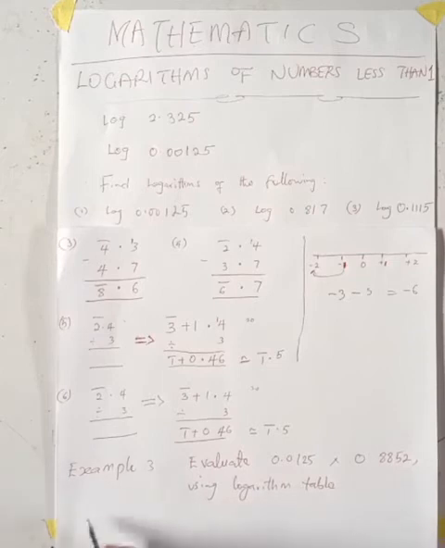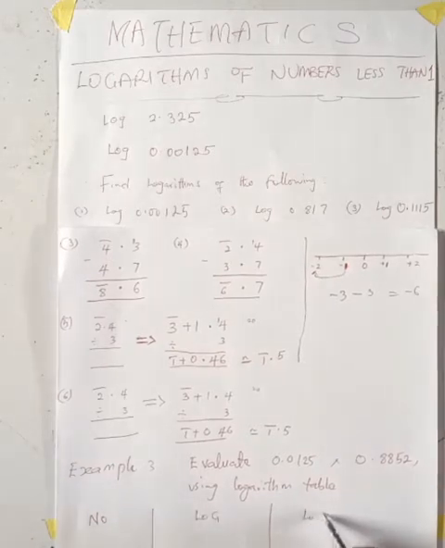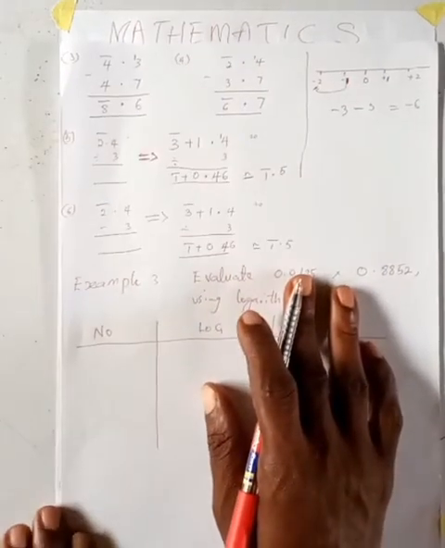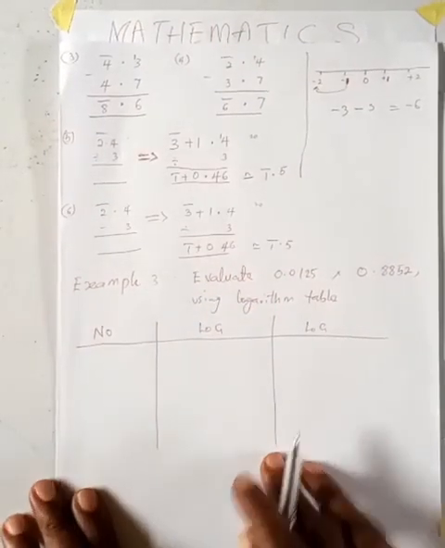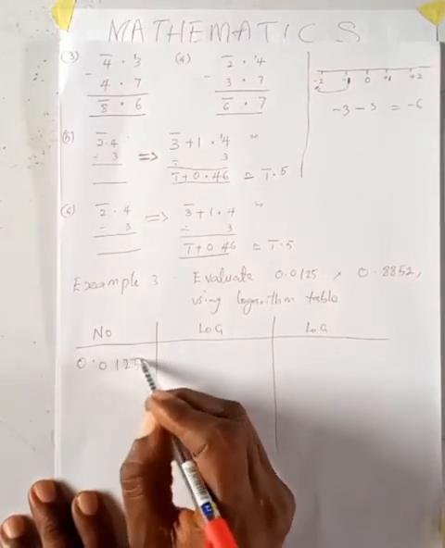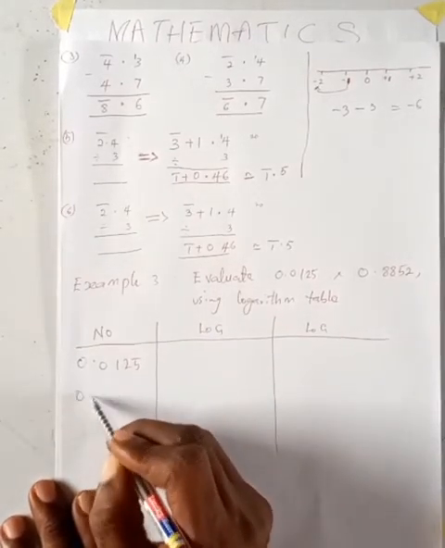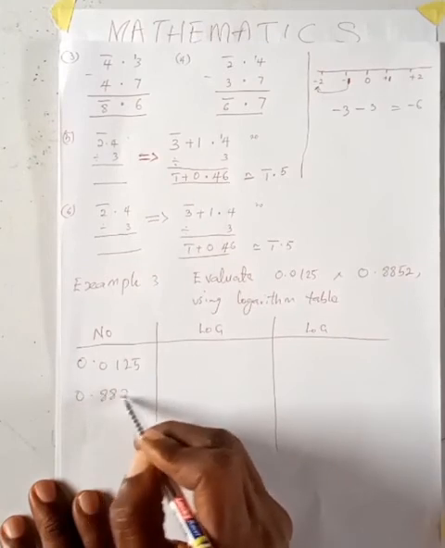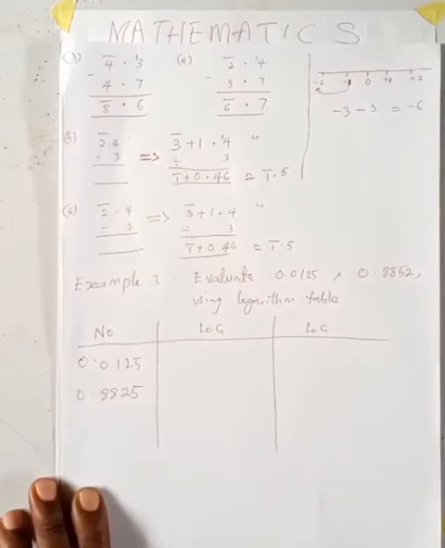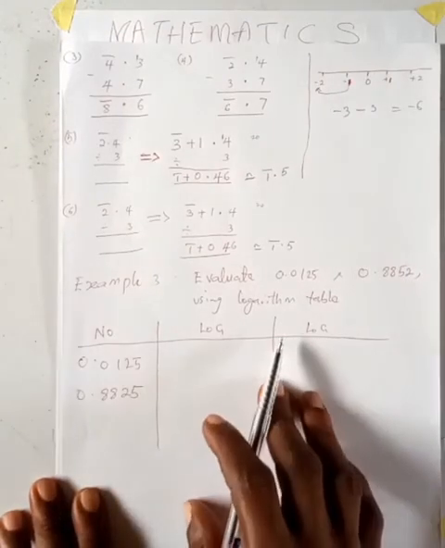So doing this will require expressing it this way: number, log, if the situation will also require making use of the additional column. So the first number I have is 0.0125, while the second number is 0.8825. And what we are going to do first is to determine the characteristic.